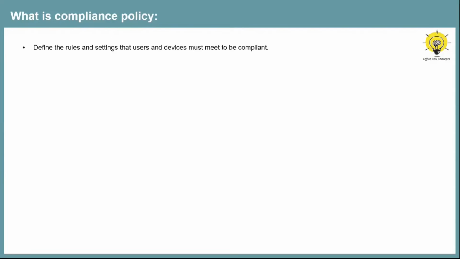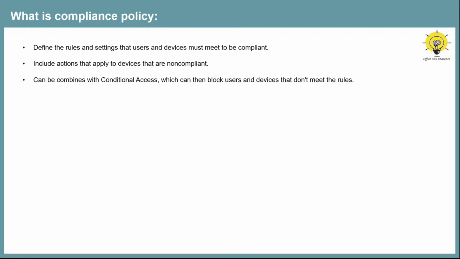So as we discussed, you define rules and settings in a compliance policy that users and devices must meet to be compliant. In a compliance policy, you can define what action you want to take on non-compliant devices. You can combine compliance policies with conditional access, and you can block the users or devices that do not meet the rules and settings defined within compliance policies. You can also monitor the compliance status using the device compliance dashboard. Using the dashboard, you can check how many devices are compliant and how many devices are non-compliant. You can drill down to the policies to troubleshoot them as well.